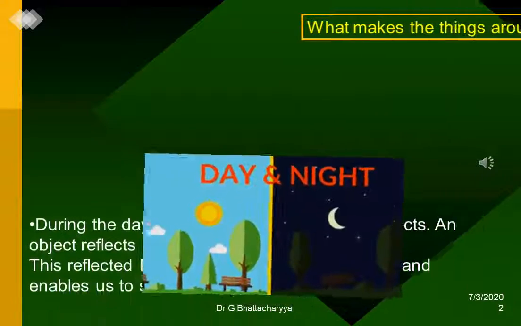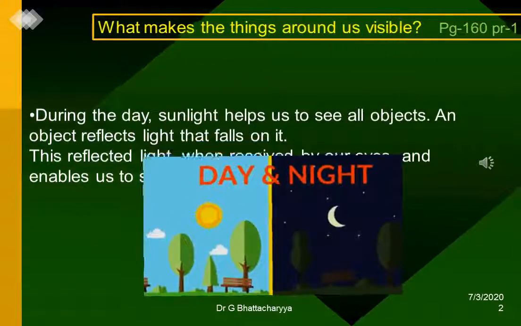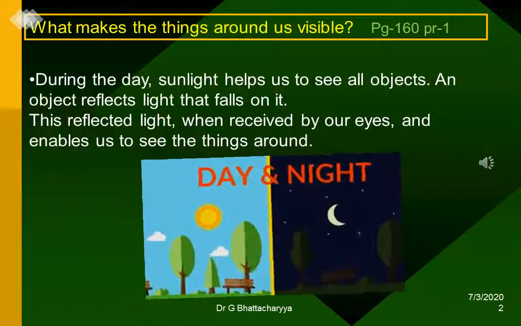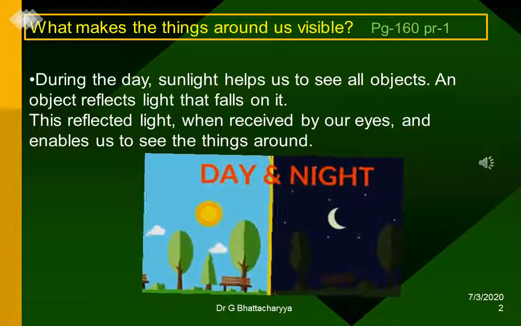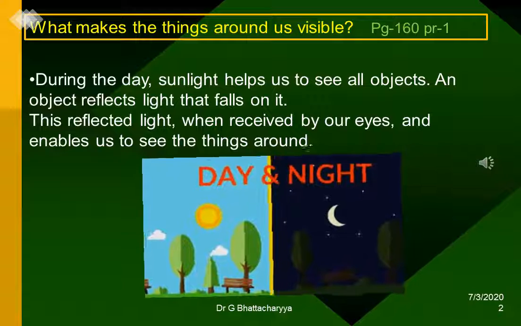What makes the things around us visible? During the day, sunlight helps us to see all objects. An object reflects light that falls on it. This reflected light, when received by our eyes, enables us to see the things around.